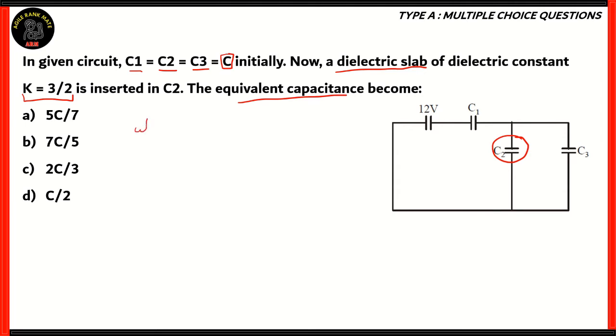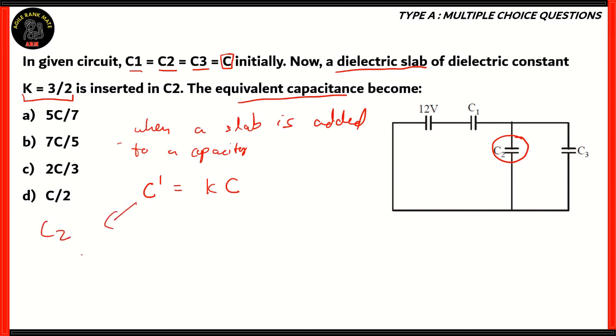Well, when a slab is added to a capacitor, the new capacitance would turn out to be K times the old capacitance. So if a capacitor didn't have a slab before and had a capacitance C, and then a dielectric constant K is added to the capacitor, then the new capacitance would be K times the original capacitance. So we use this relation for C2.